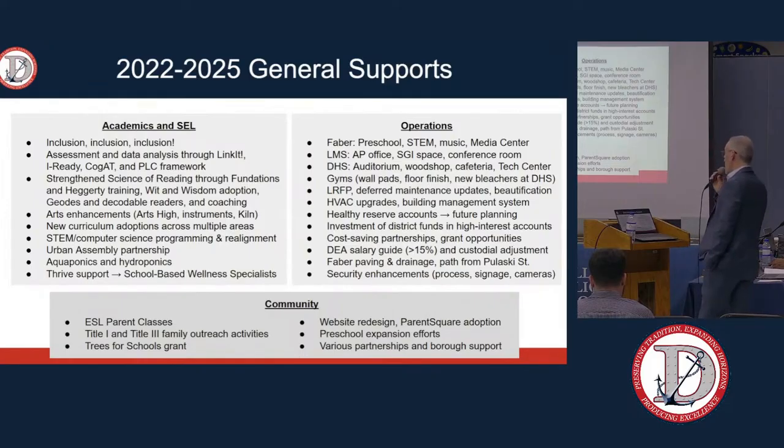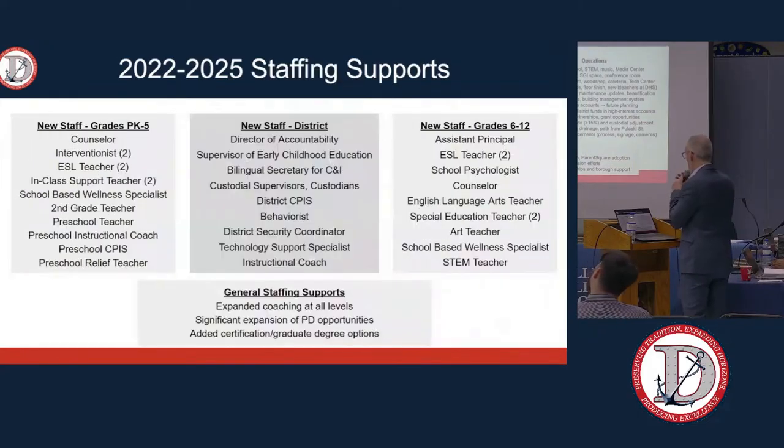We had our Trees for Schools grant, which was a great partnership with the borough, where we had new trees planted throughout Gavornik Park, in the schools, Columbia Park, and other areas. We redesigned the website. We adopted Parent Square, which we've pushed out. We've been expanding preschool to try to get to universal, and we have other partnerships and borough support within Denellen and also external to that. So just a tremendous amount of work really focused on building the profile of the district and creating a more positive environment for everyone here.